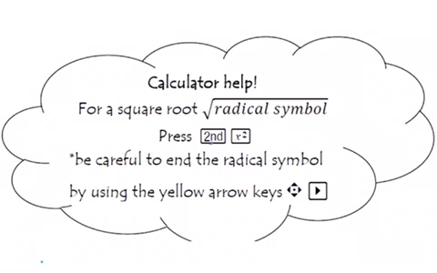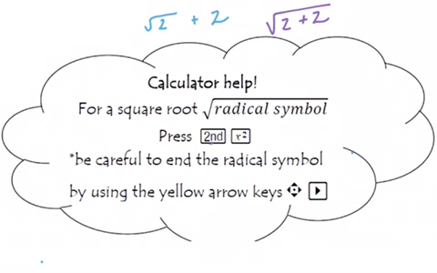So on your calculator for a square root, you're going to use the radical symbol, and to do that you're going to press second and then the x squared button, and you need to be careful to end the radical symbol. So what that means is if you have a problem that looks like this, if you don't end your radical, your calculator will figure it like this. So that's something you need to always look for when you're using the calculator to do square roots.